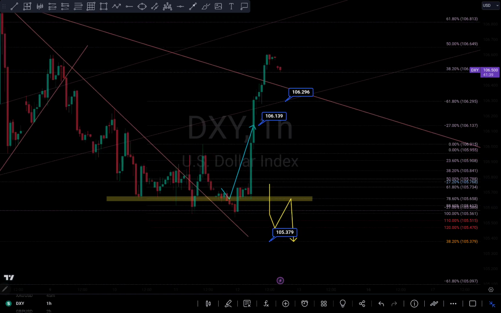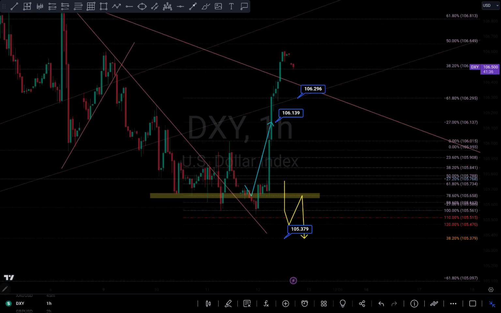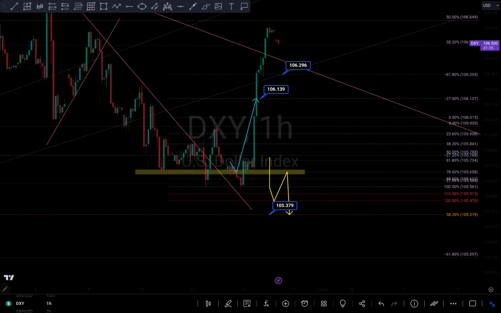What am I expecting on the XY? I'm just going to do a quick recap of my previous analysis on the XY. If you remember vividly well, I said I'm expecting the XY to push to the upside or the downside depending on how it broke the structure right here. We can see that we broke the trend line right here with this candle.